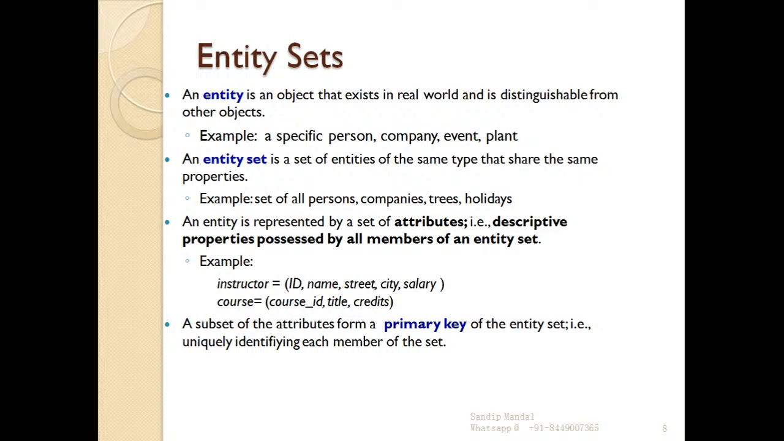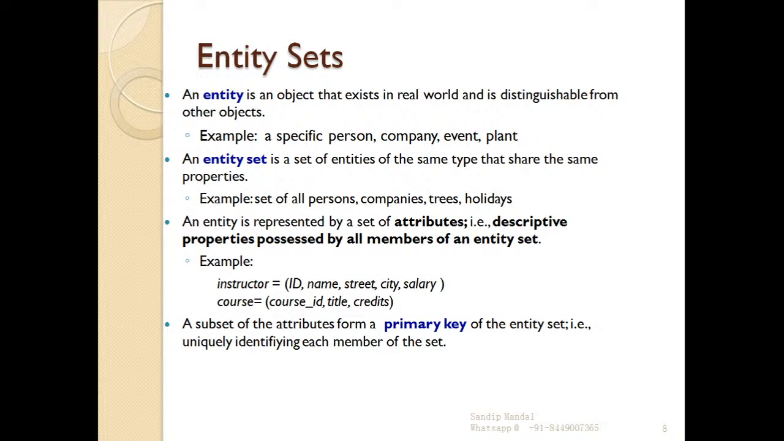Thank you, Ayush. So now these are considered as the attributes. Each person has some specific features, and these are considered as the attributes. If I consider the instructor, it has some values, for example instructor ID, instructor name, instructor street, instructor city, and instructor salary.